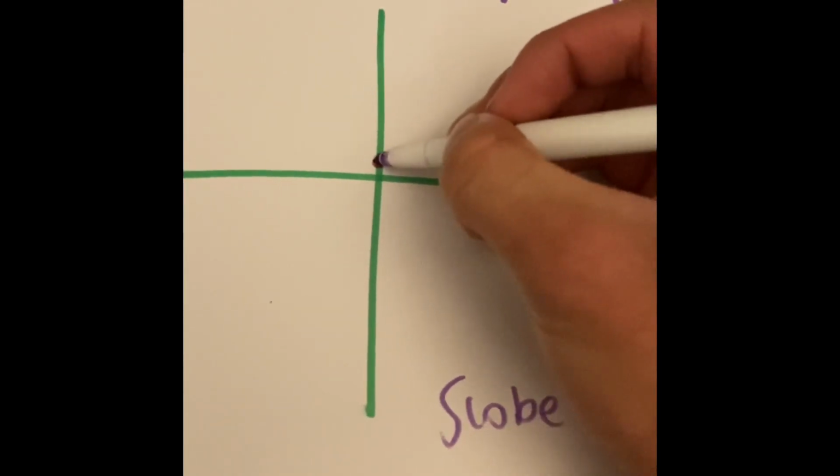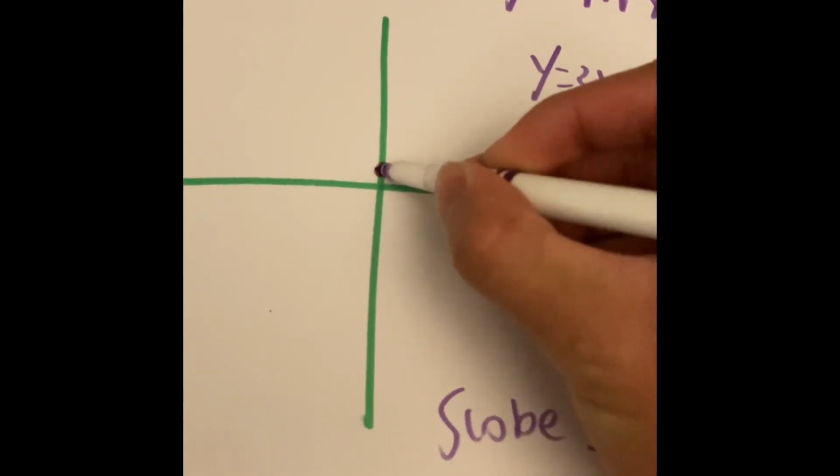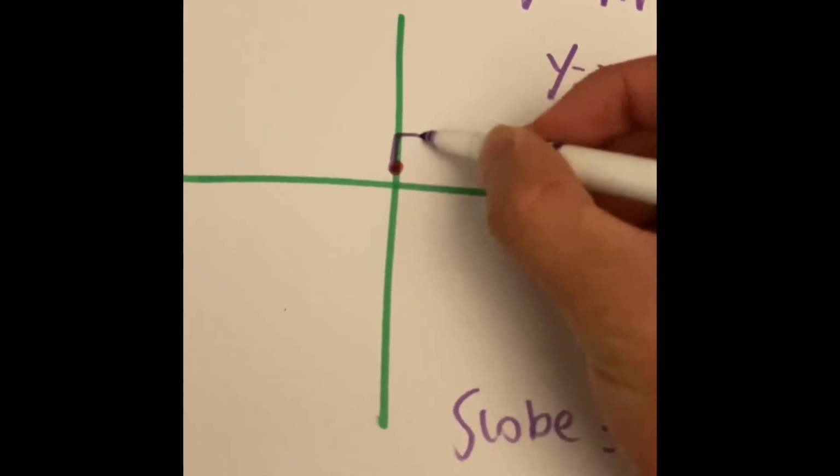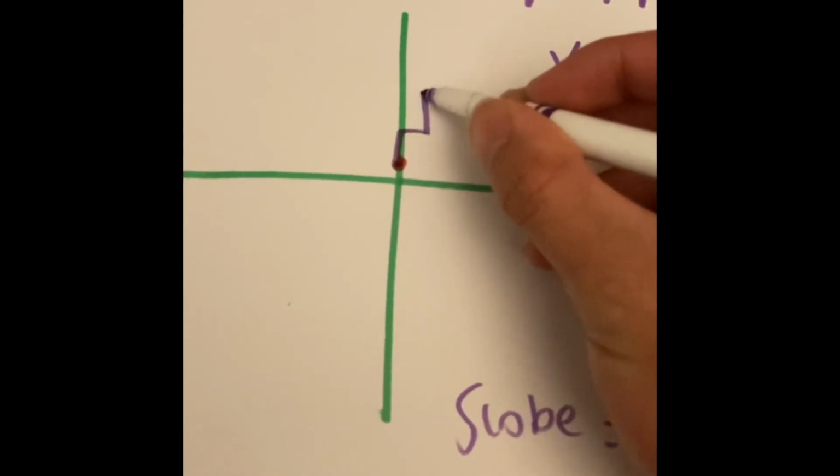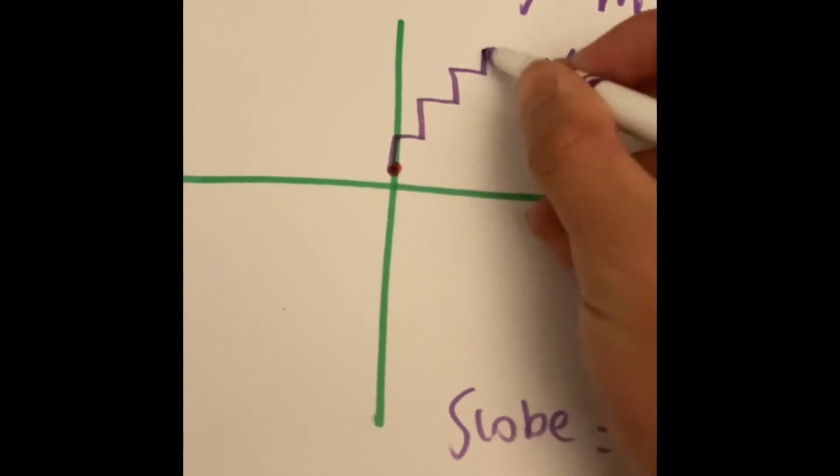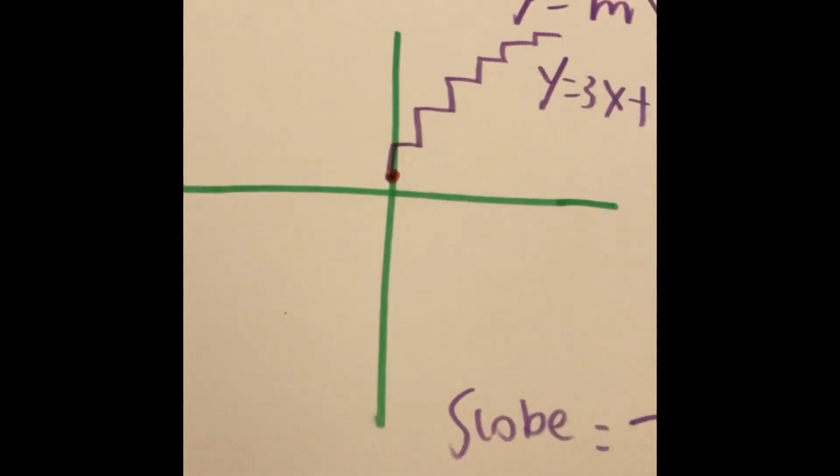Here is 2 right here on the y-axis. So we go 1, 2, 3, 1. 1, 2, 3, 1. 1, 2, 3, and so on. It's basically like climbing stairs.